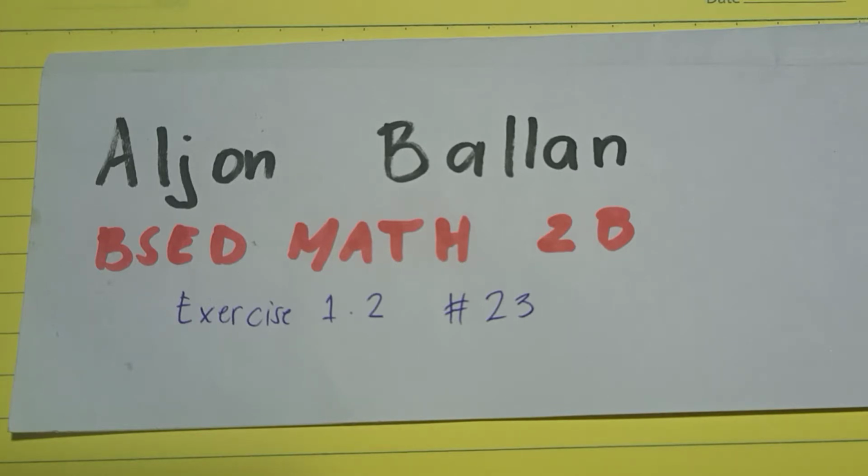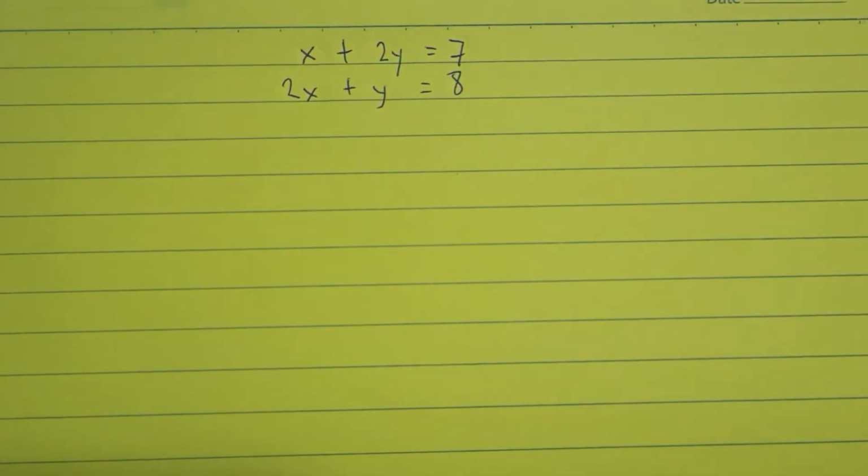Here, we will solve the system using either Gaussian elimination with back substitution or Gauss-Jordan elimination. And our problem here is this: x plus 2y is equal to 7 and 2x plus y is equal to 8. So first, let's get the augmented matrix for this system.